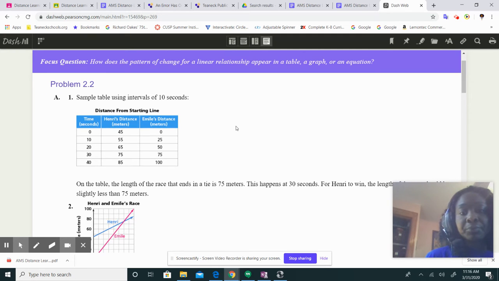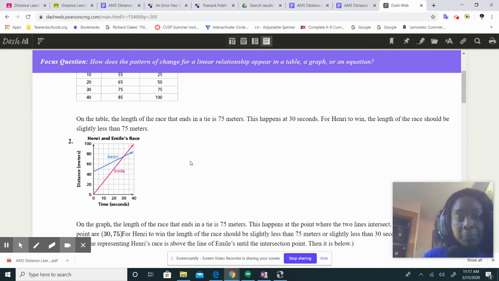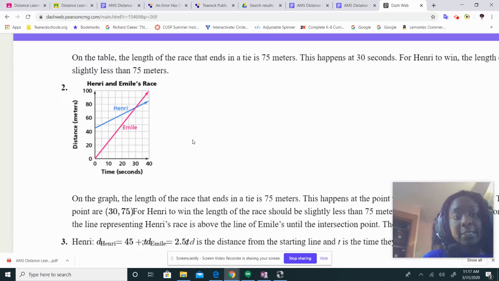And then if you look, it says on the table, the length of the race ends at 75 meters. Okay. And that's the 30-second mark, and their distance is exactly the same then. So it needs to be under that amount. Okay. And if you did your graph properly, it should look like this.